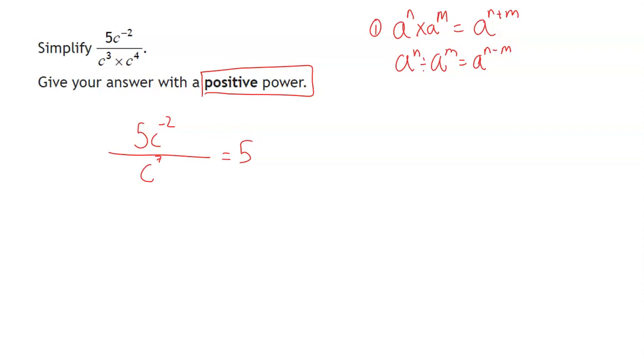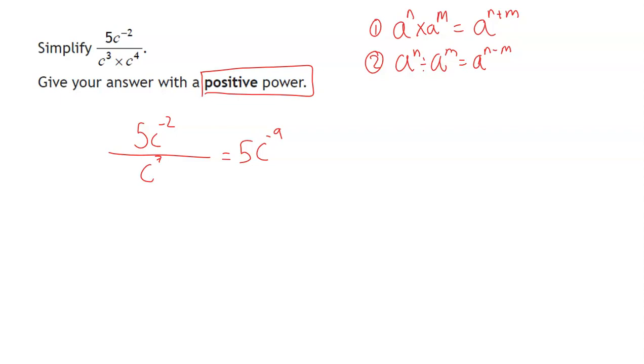Then we look at this and we say, right, I'm doing c to the negative 2 divided by c to the 7. So I'm going to use that one there. So c to the negative 2 divided by c to the 7, that's going to end up being c to the negative 2 take away 7. So in this case, I'm going to get c to the negative 9. Now that I've got that, I look at it and say, great, final answer, however, it's not got a positive power. I need to somehow write that with a positive power.